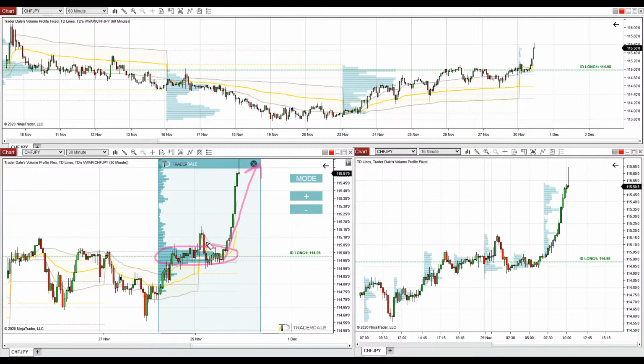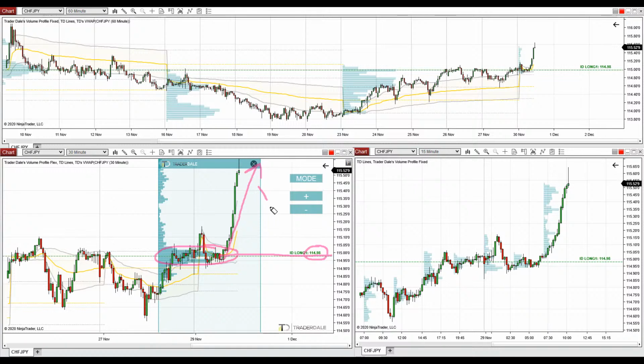And what I think was that buyers were building up their long positions in here. They placed most of their volumes in here. This is the point of control of this rotation at 114.98. And after they have accumulated their longs, they started to push the price aggressively upwards into that uptrend.